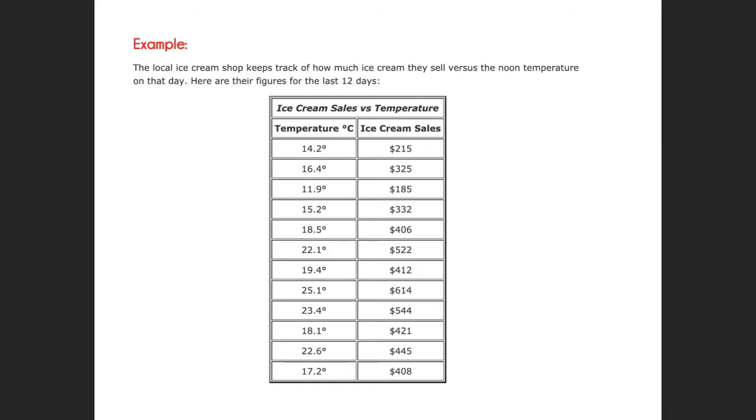Now, the next thing that we're going to do this week is basically what your project's going to be next week and your exam. You're going to come up with a set of data. Okay. Now, here's my set of data. A local ice cream shop keeps track of how much ice cream they sell versus the noon temperature on that day. Here are their figures for the past 12 days. So on one day it was 14.2 degrees Celsius and they sold $250 worth of ice cream. And you can see that the warmer it is, the more they sell. And that's a correlation there. So how good is that correlation?